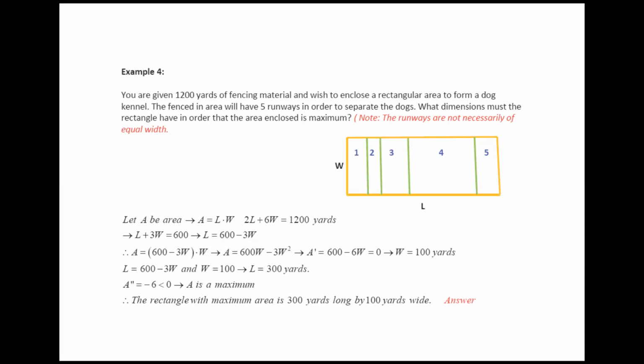However, let's read on. The fenced-in area will have 5 runways in order to separate the dogs. In other words, we're going to put fence across this way so that we have these individual runways within the kennel to put individual dogs. Note, the runways are not necessarily of equal width.